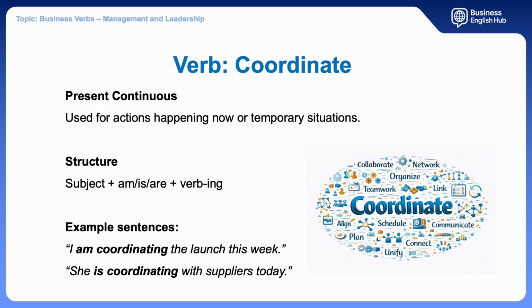The present continuous of the verb coordinate is used for actions happening now or temporary situations. Its structure is subject plus am, is, or are, plus the verb ending in ing. And 2 example sentences include: I am coordinating the launch this week. She is coordinating with suppliers today.